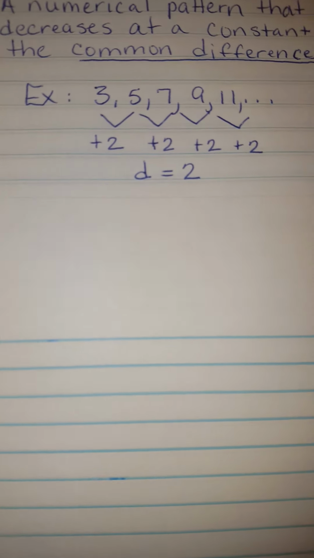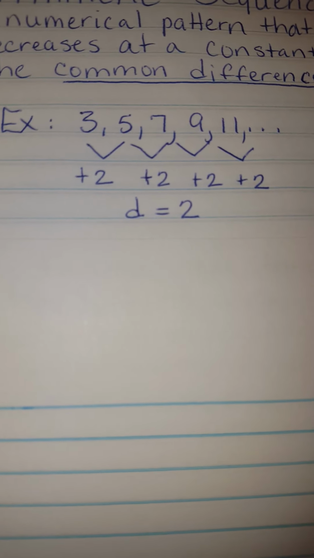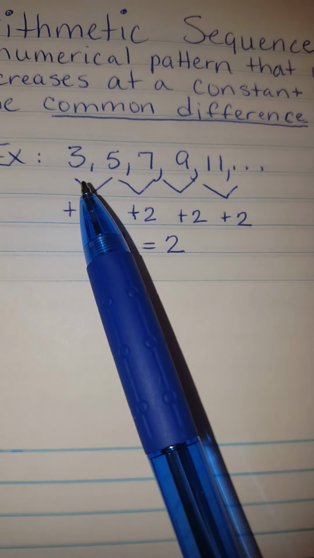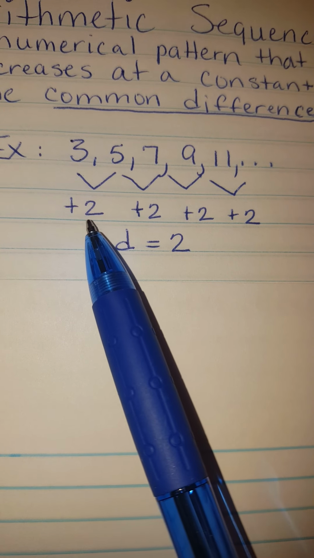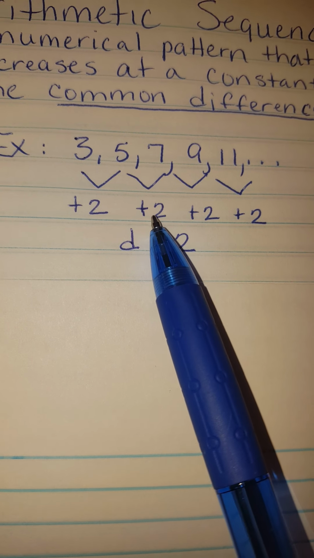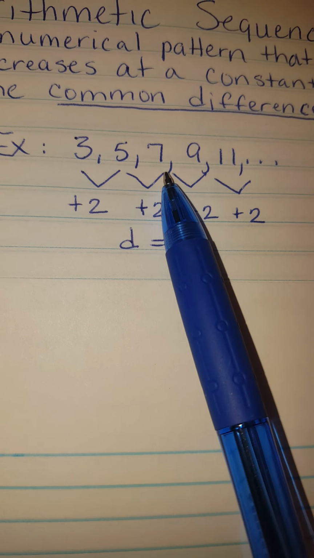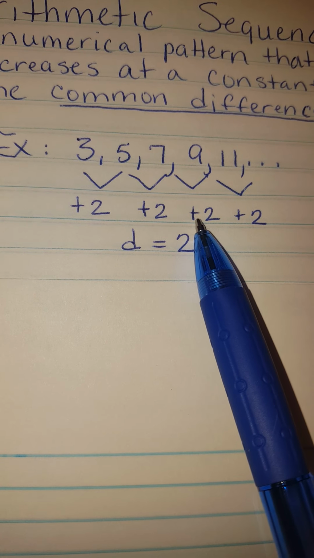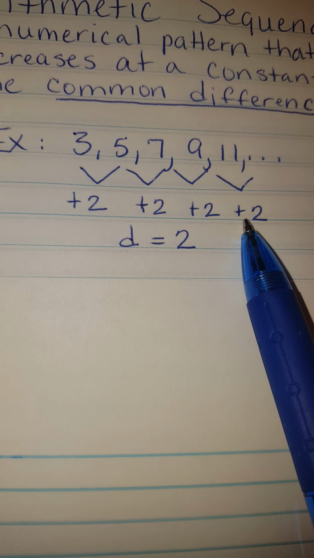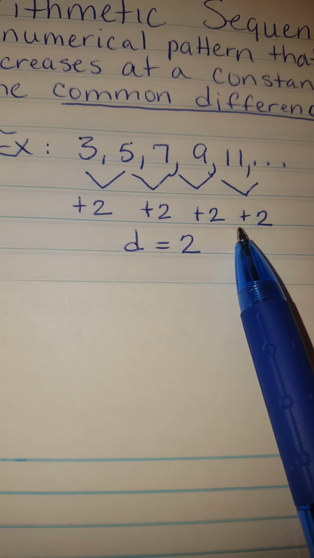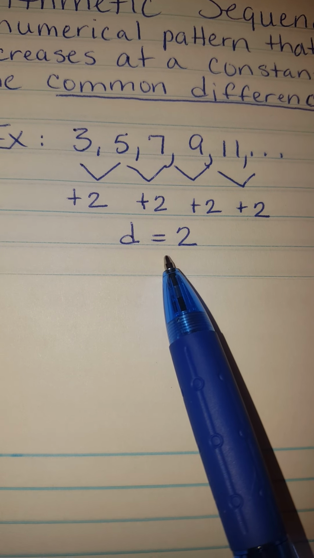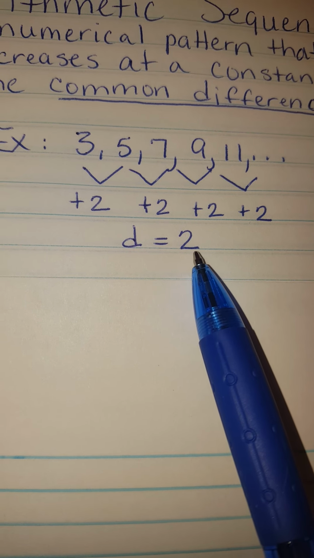So let's look at the first example. We have 3, 5, 7, 9, and 11. And if you notice, from 3 to 5, the difference is increasing by 2. From 5 to 7, it is increasing by 2. From 7 to 9, it's increasing by 2. From 9 to 11, it is increasing by 2. Therefore, it has a constant rate, and the constant rate is 2. So the common difference is also 2. So D is equal to 2.